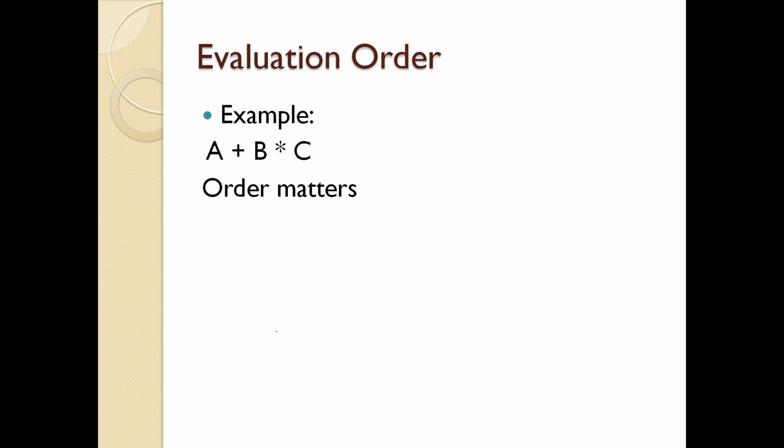So the next design issue of a code generator is evaluation order. The compiler must decide the order in which expressions are evaluated. For example, in A plus B star C, order matters very much. A good evaluation order reduces memory accesses and improves performance.